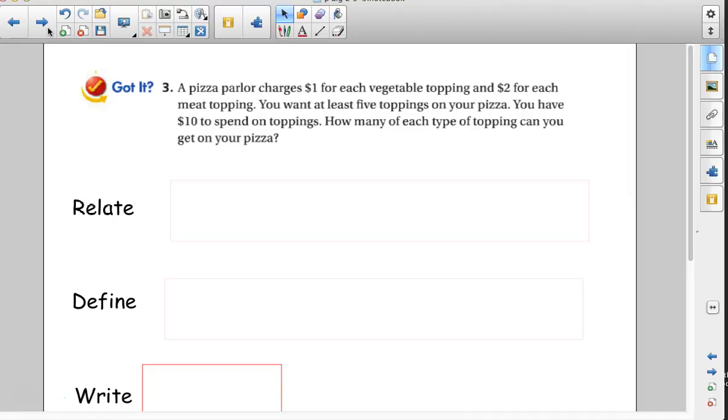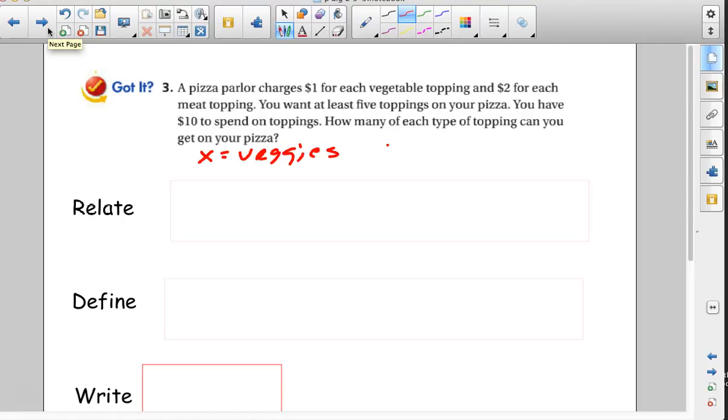Pizza parlor charges $1 for each vegetable topping and $2 for each meat topping. You want at least 5 toppings on your pizza. Okay? You have $10 to spend on toppings. How many of each type of topping can you get on your pizza? All right, so the question is how many of each type, which would mean we better have our variables be veggies and meats. But I'm hoping that we can see some totals up there. Catch a total?